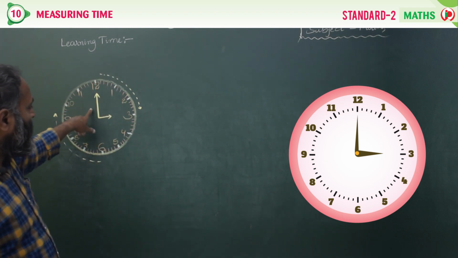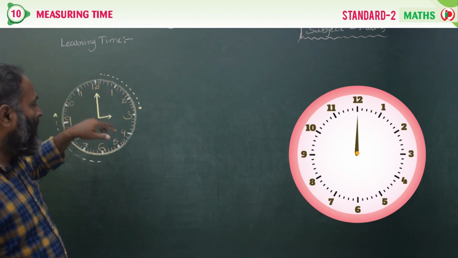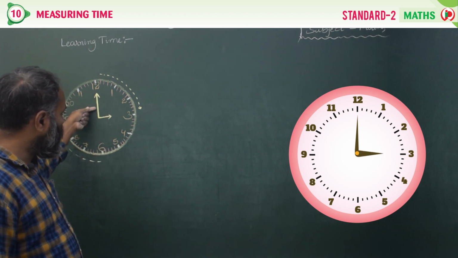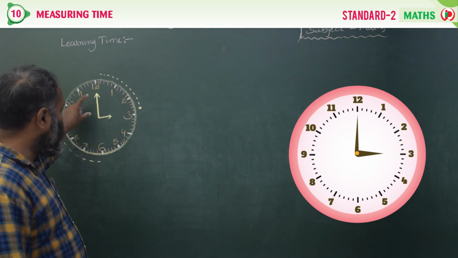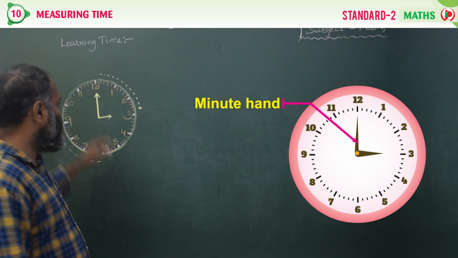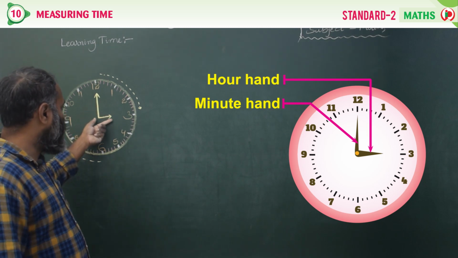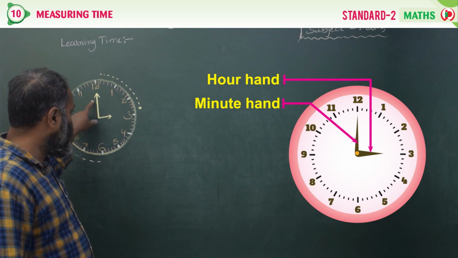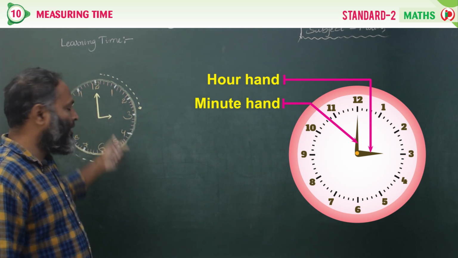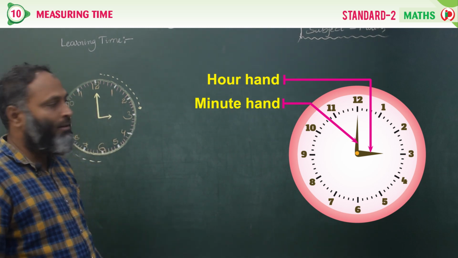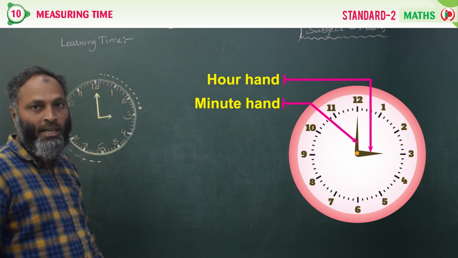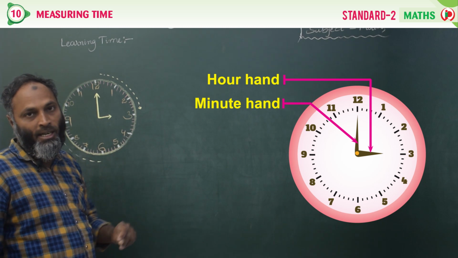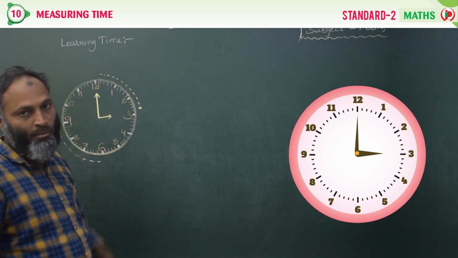When you see this clock, one hand is a bigger hand and the other hand is a smaller hand. This bigger hand shows the time in minutes. The smaller hand also shows the time, in hours. The bigger hand is the minute hand, and the smaller hand is the hours hand.